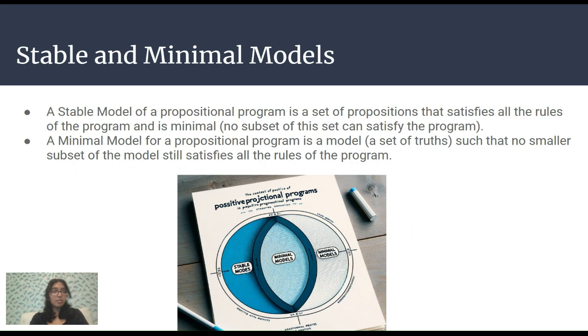Now, if we define minimal models, a minimal model for a propositional program is a set of truths such that no smaller subset of the model still satisfies all the rules of the program. There is also equivalence in positive programs. In positive propositional programs, which are those without negation, every minimal model is also a stable model, and vice versa. This is because the absence of negation simplifies the logical structure, making every minimal model inherently stable.